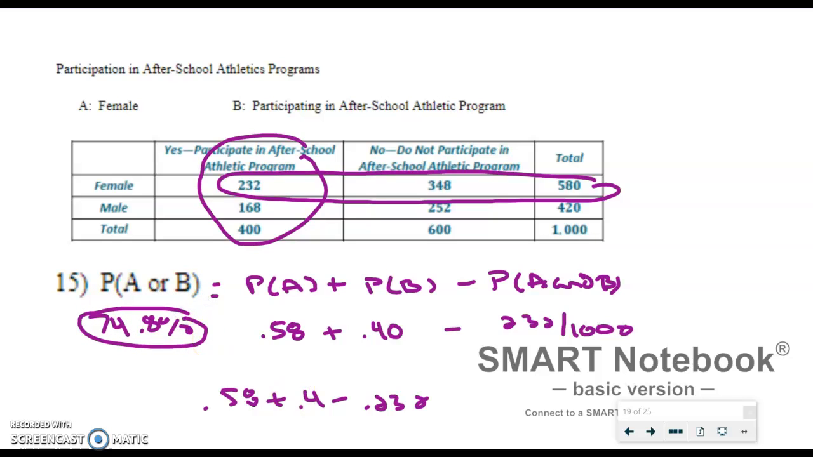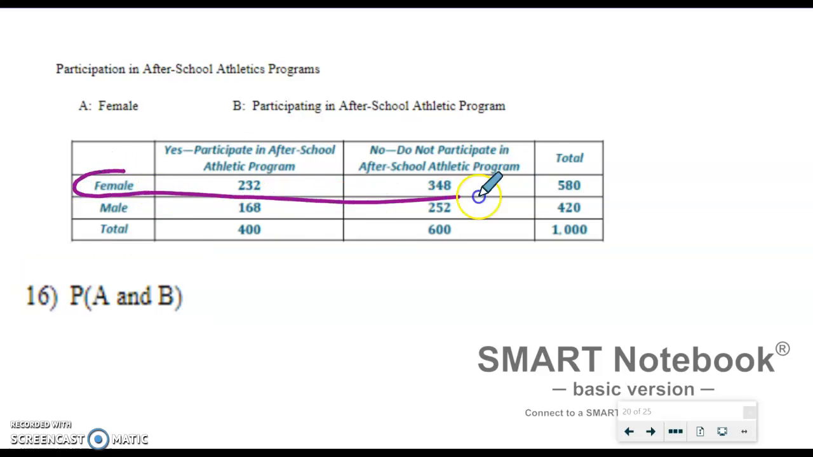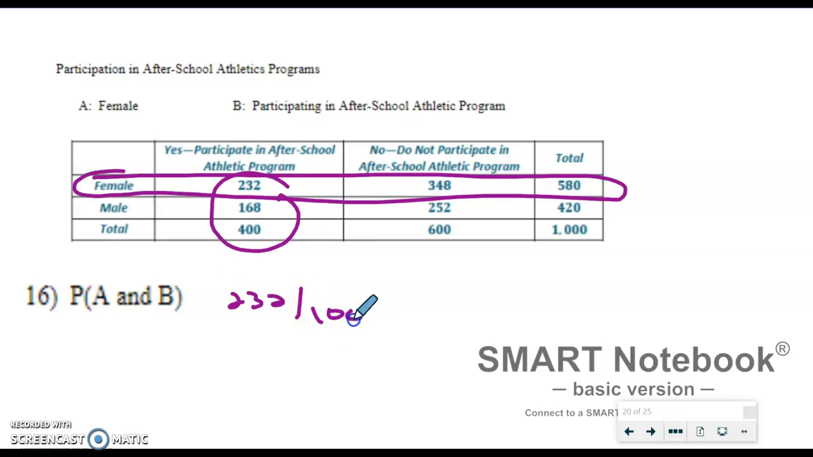Okay. All right, let's look at another scenario here. What is the probability that A and B occurs? And I think we already found that. The probability that they are female and also that they participate. What is the probability that they both happen? That's going to be 232 out of 1,000, which is 23.2%. You guys plug it in your calculator.